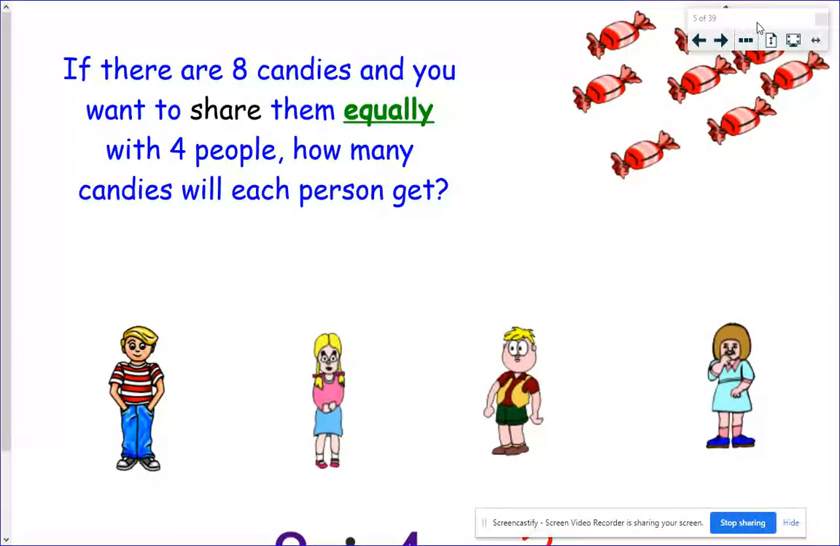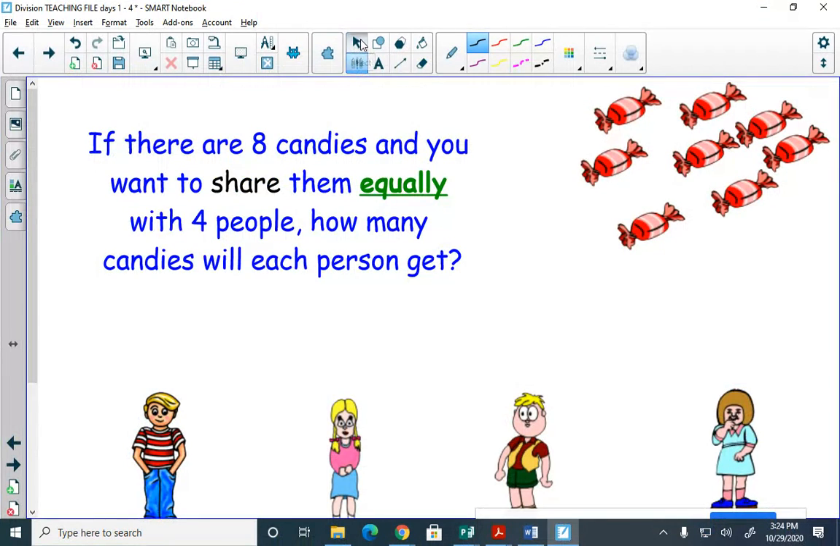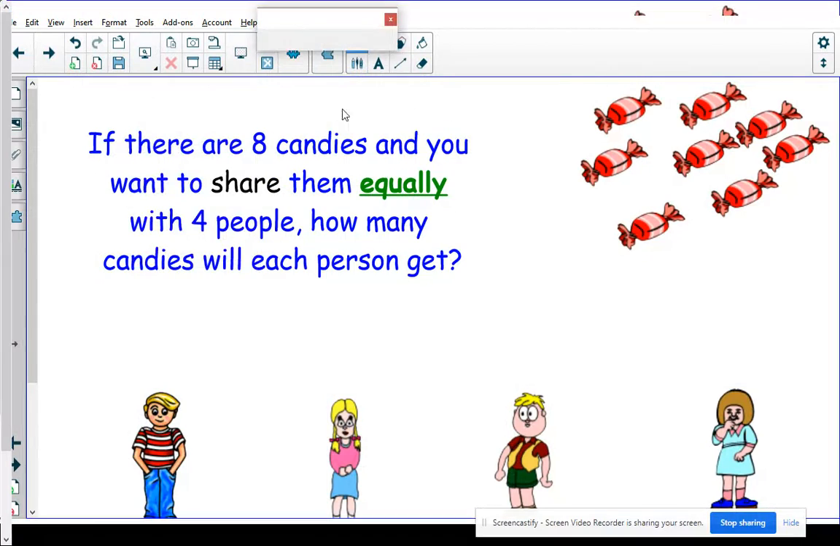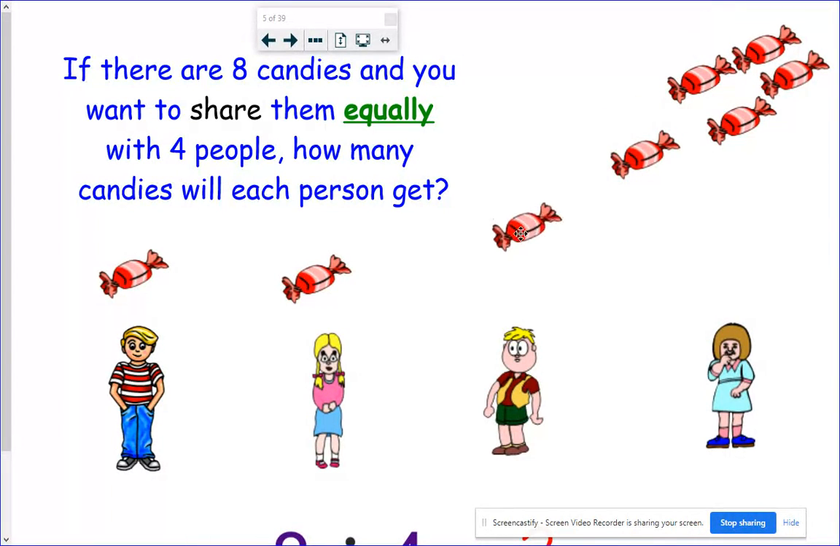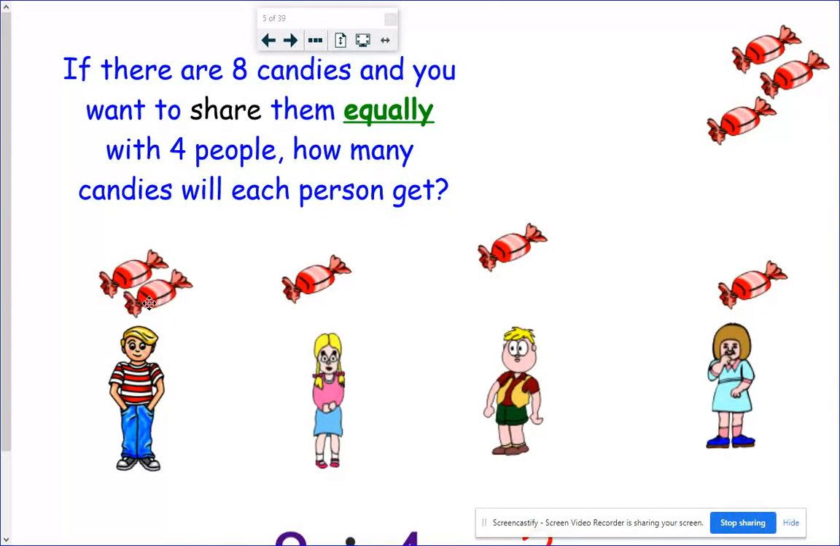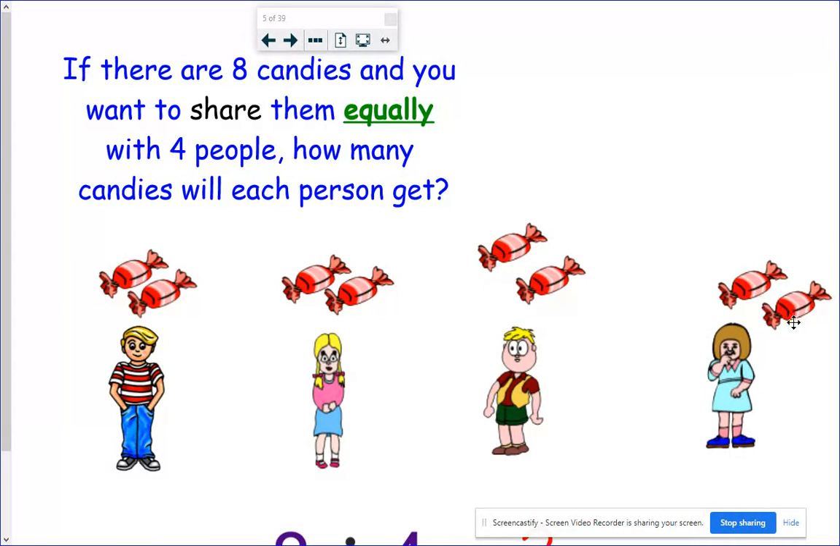So if there are 8 candies and you want to share them equally with 4 people, how many candies will each person get? We need to deal those out. 1 for you, 1 for you, 1 for you, 1 for you, and then we go back to the first friend and they get the second one. 2 for you, 2 for you, and 2 for you.